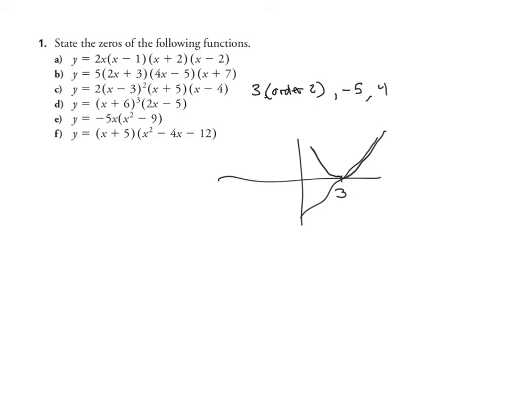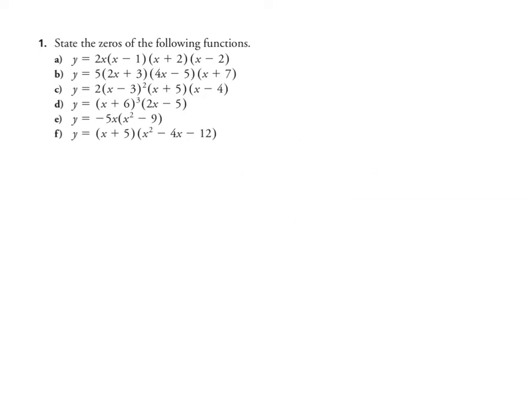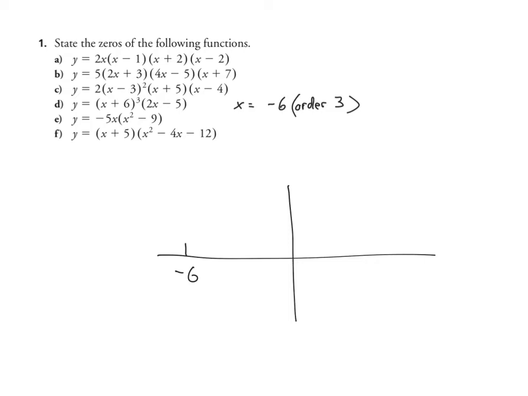Okay, part D. X is equal to negative 6. This one's order 3. Which means if we were to graph this at negative 6, we would do something like slow down and go through. It wouldn't just go through normally. Kind of slow down, and it won't bounce off. What else we got? We also have a 5 halves.